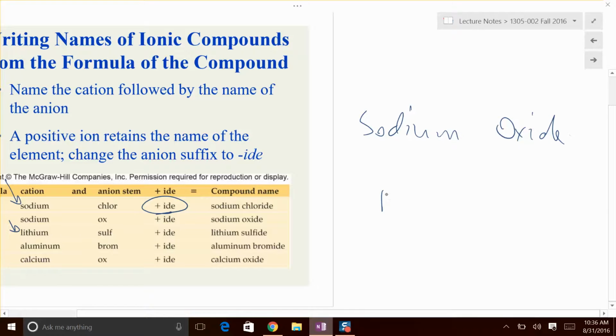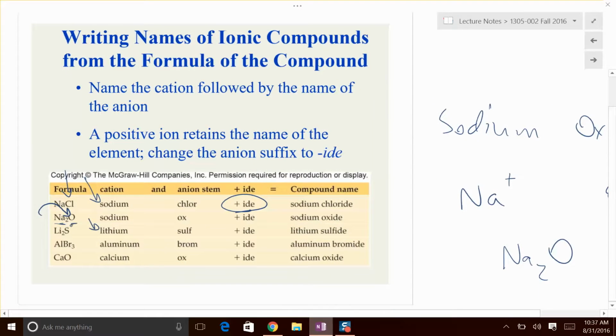Well, I know there's a sodium and there's an oxygen. What I don't know is how many. So what do I do? I determine the charges. What is the charge of a sodium? What is the charge of an oxygen? 2 minus. So what is the formula of sodium oxide?